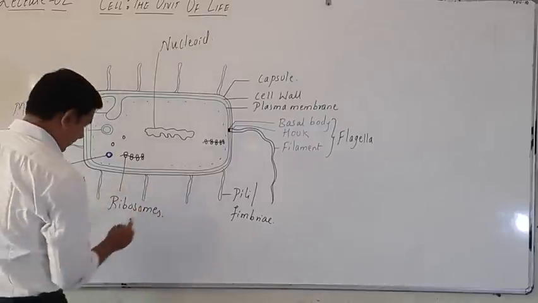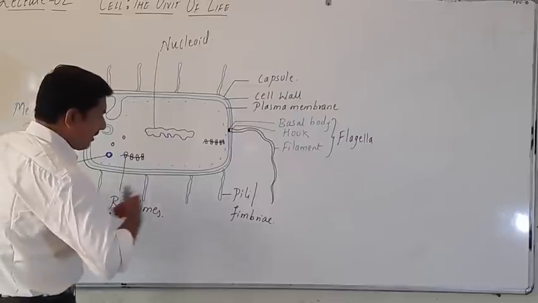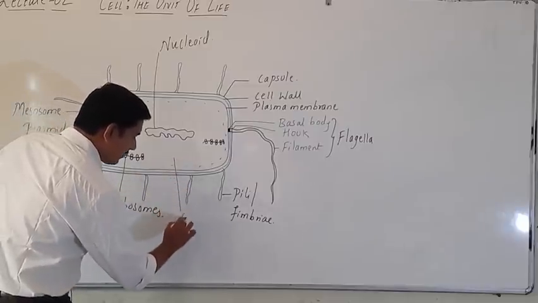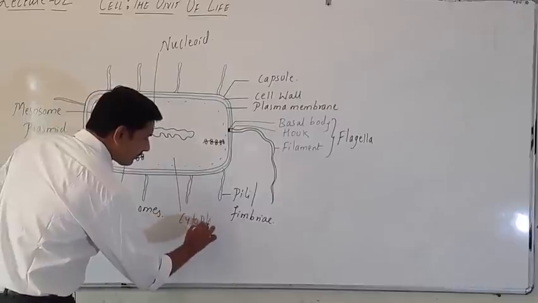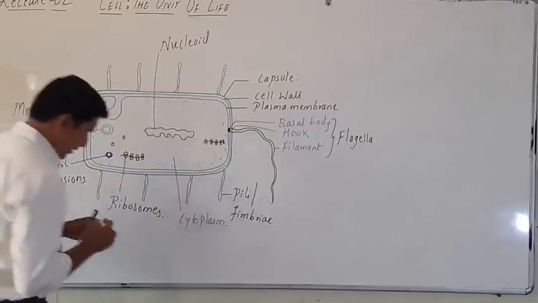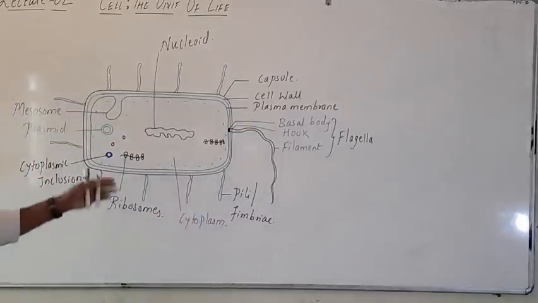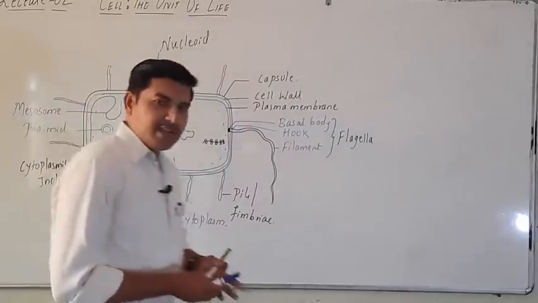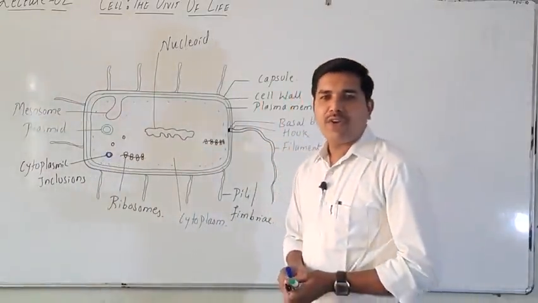And this is the cytoplasm of the cell. So these are regarding the labelings of a prokaryotic cell.